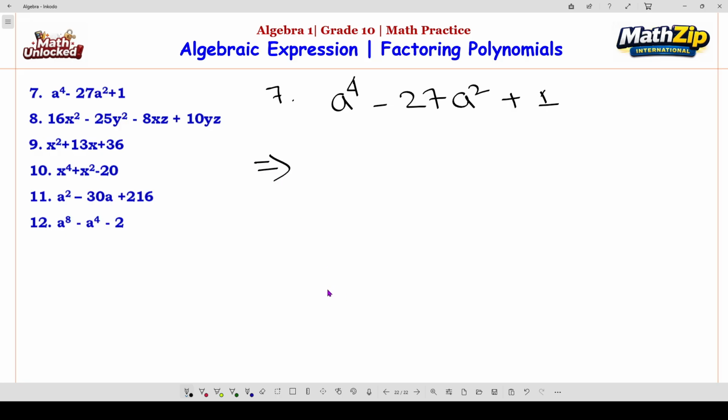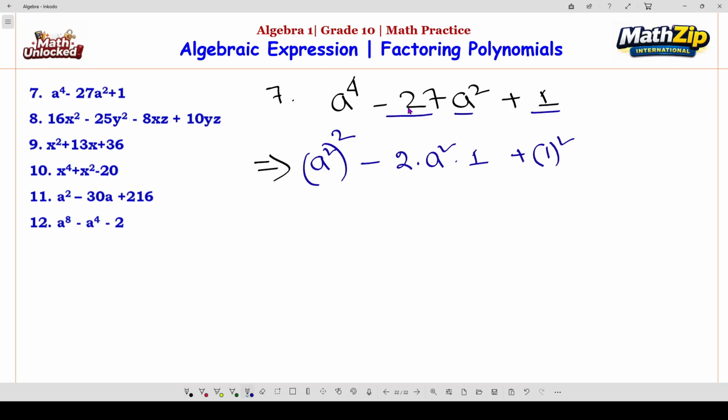First, this a to the power 4 we can easily write as a square to the power 2, and here is minus 27 a square, here is plus 1, so we can make a change like minus 2 times a square. It means a square plus 2ab. Which one is b? 1 we can use as b. It means plus 1 square, also 1.